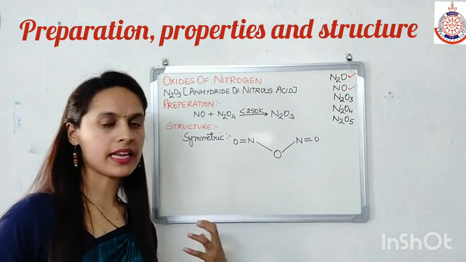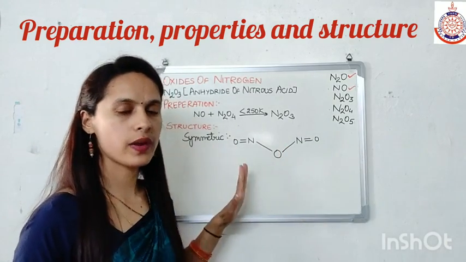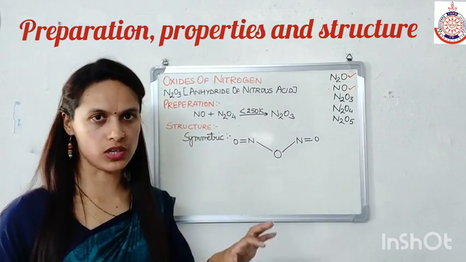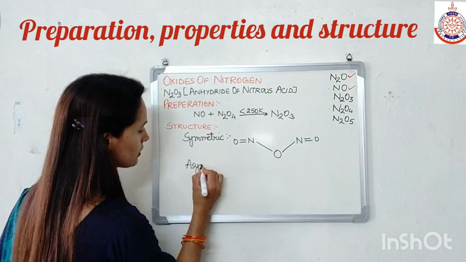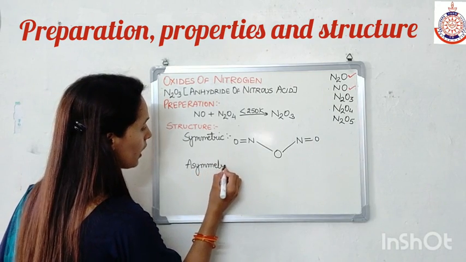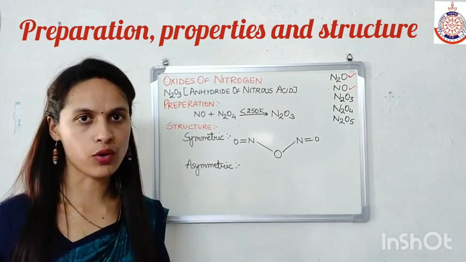Means I get the same structure on the left side as well as on the right side. That's why it is termed as symmetric structure. But if I talk about the second structure, that one is asymmetric structure. Now asymmetric structure exists in two resonating forms.